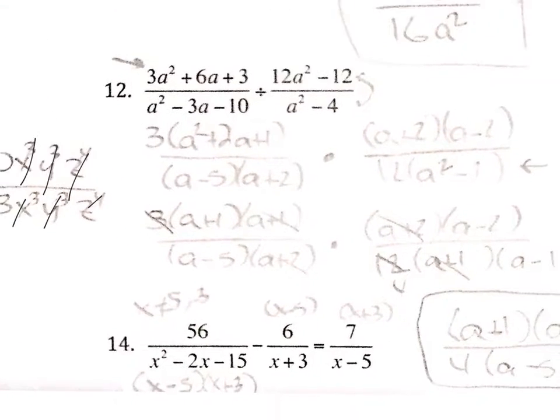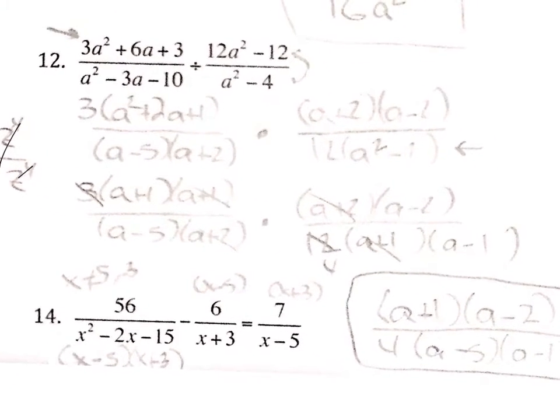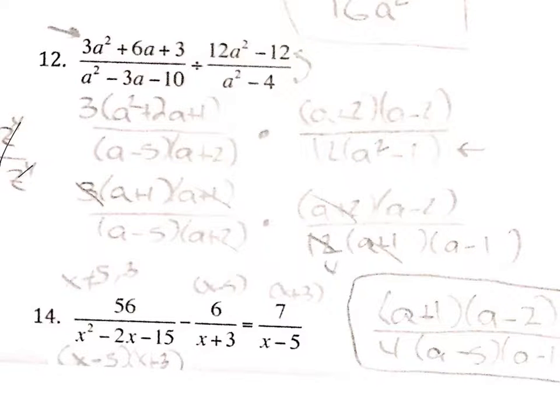Number 12. 12 is a doozy. You have to factor quite a bit. What I did here is I factored out a 3 off the top, right there. The bottom I went ahead and factored with a 5 and a 2. Flip this one. Difference of squares there, which goes to the top, a plus 2, a minus 2. Took a 12 out there. That left the difference of squares, which is a squared minus 1.